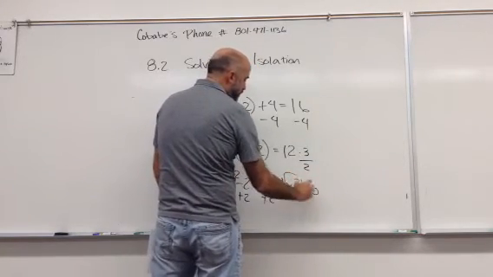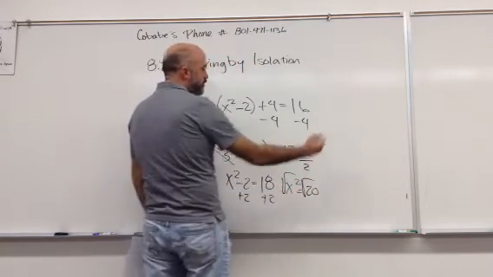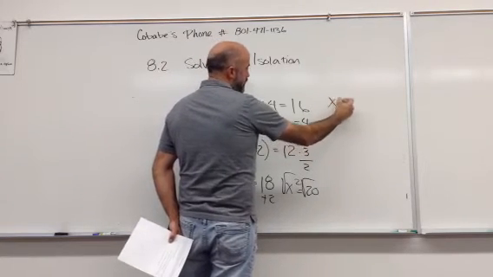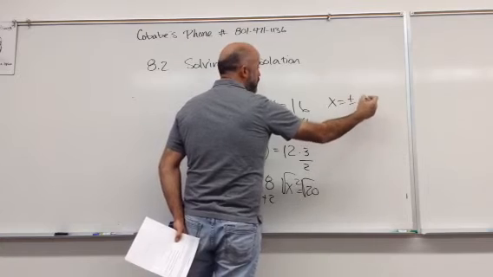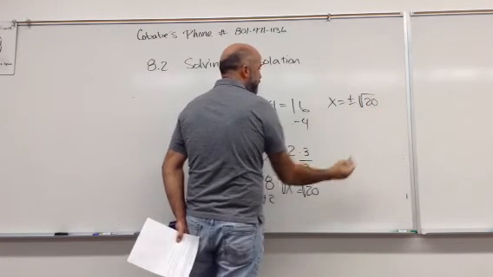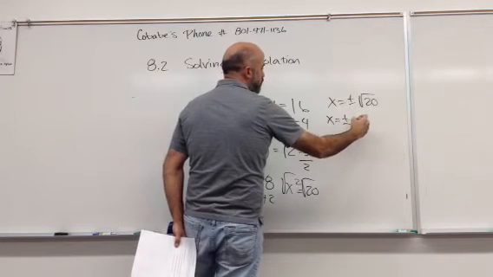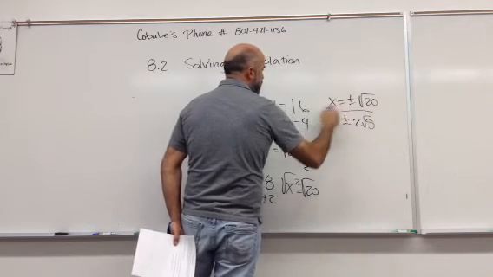Square root both sides, and remember when we take the square root of a variable squared, it is plus or minus. So x equals plus or minus root 20. That breaks down to x equals plus or minus 2 root 5. And that's the answer.